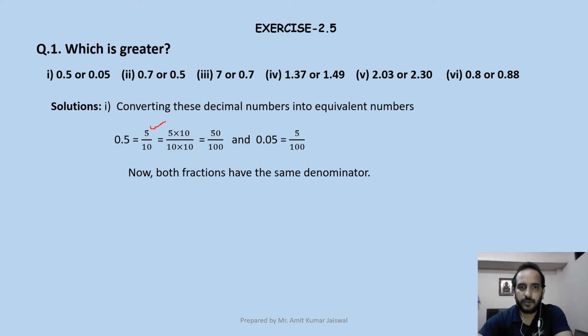and 0.05 having the place value of 100, so we write it 5 upon 100. So when we convert these two decimal numbers into their equivalent fractions, we find here 5 upon 10 and 5 upon 100. Now we have to compare these two proper fractions here, 5 upon 10 and 5 upon 100.